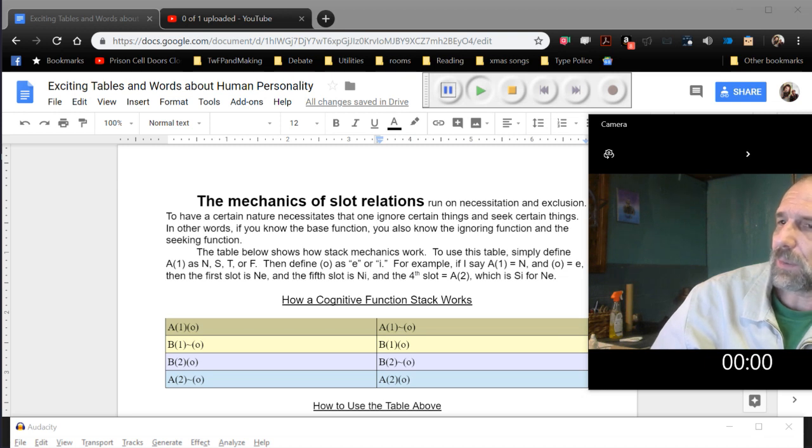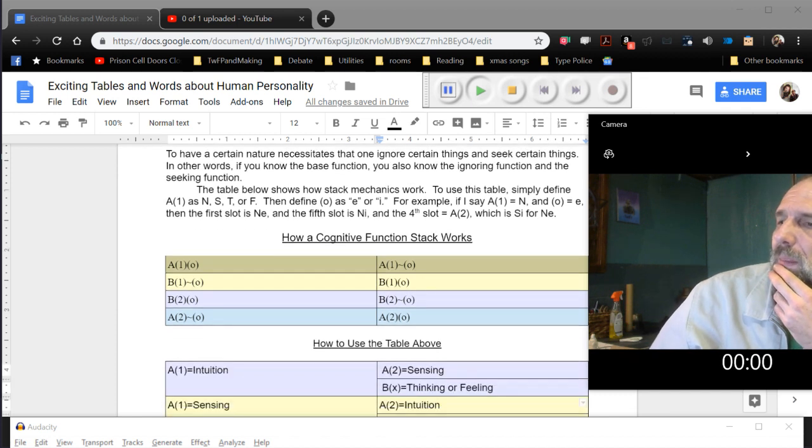To use this table, simply define A1 as N, S, T, or F, then define O as E or I. For example, if I say A1 equals N and O equals E, then the first slot is NE and the fifth slot is NI and the fourth slot equals A2, which is SI for NE.